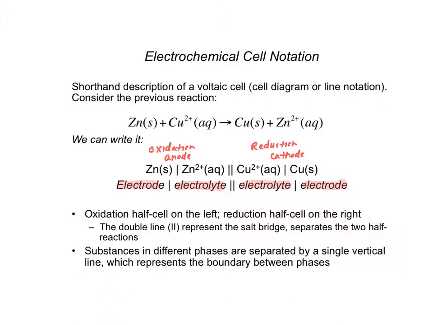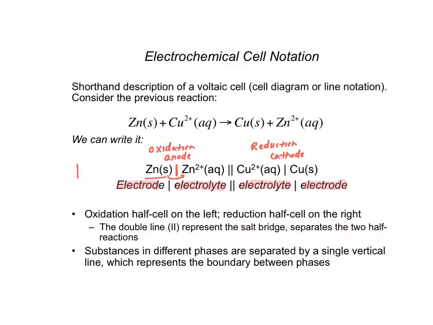Anytime we change phase, we depict that via just a single line, right? So what do I mean by change phase? As we go from zinc solid, which is our anode, what do we do when we go into zinc 2+? We had a solid, now what phase are we in? Aqueous, right? That's a change of phase. That's what you're going to utilize to denote that there's a change of phase. You use a single solid line.